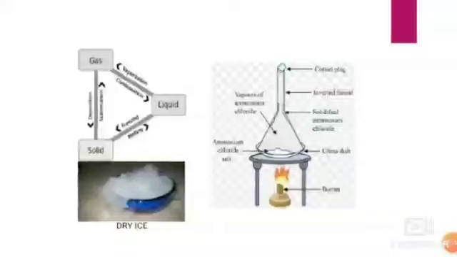In this activity, they have taken an ammonium chloride and common salt mixture in a china dish, right? So in this combination, ammonium chloride is the sublimable substance. On heating, ammonium chloride will sublime and convert itself into vapors, and we will be left with salt.